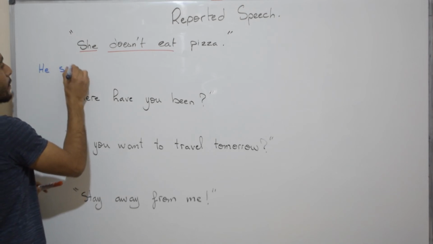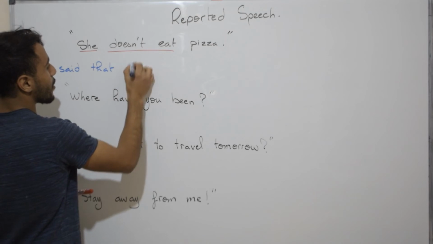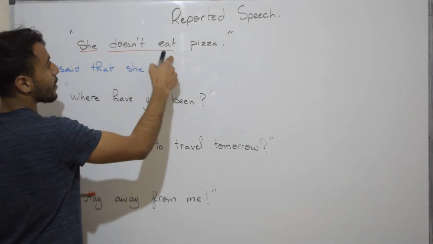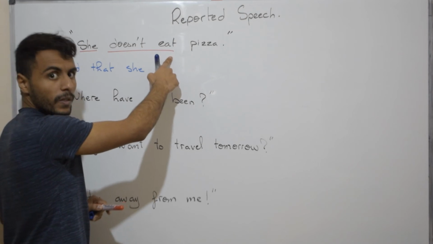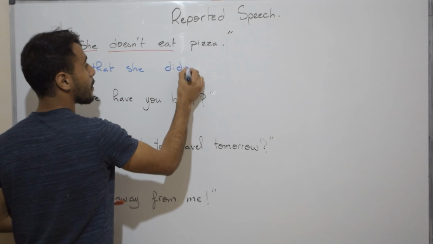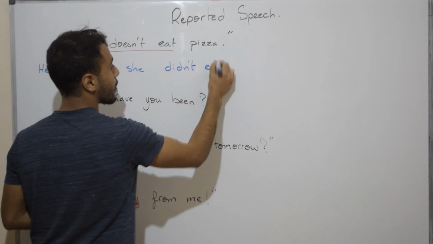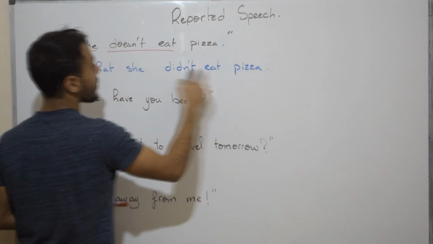He said that. Okay, pronoun doesn't change. She doesn't eat. Doesn't eat. Which tense? Simple present becomes simple past. She didn't eat pizza. And by the way, it's negative.